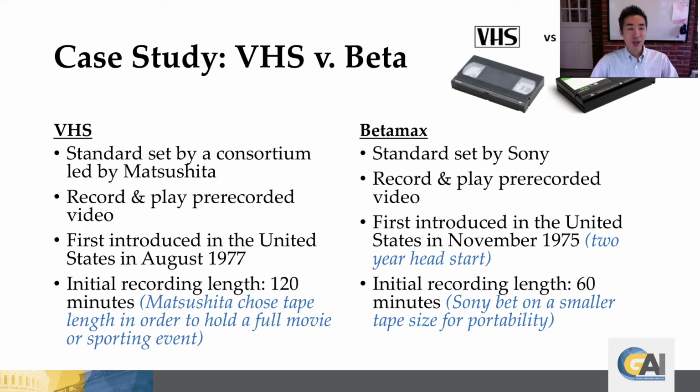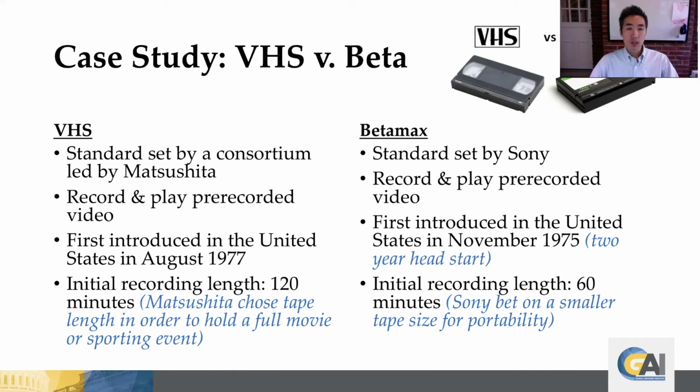So for VHS, this was a standard set by a consortium led by Matsushita. What it did is it recorded and played videos. It was first introduced in the late 70s, August 1977, in the United States. The initial recording length was 120 minutes, and the idea was to capture a full sporting event, or at least close to it, as well as a full movie. But this ended up making the tape bigger.